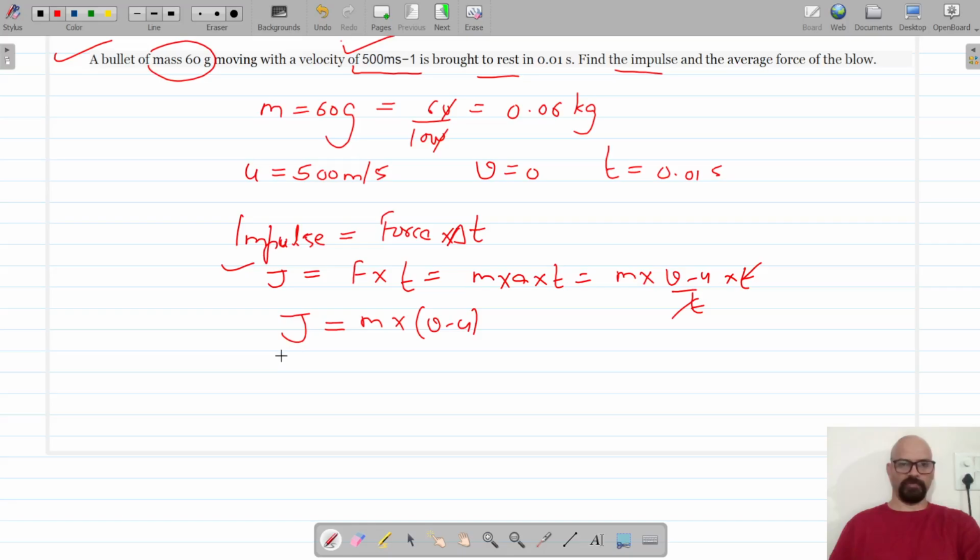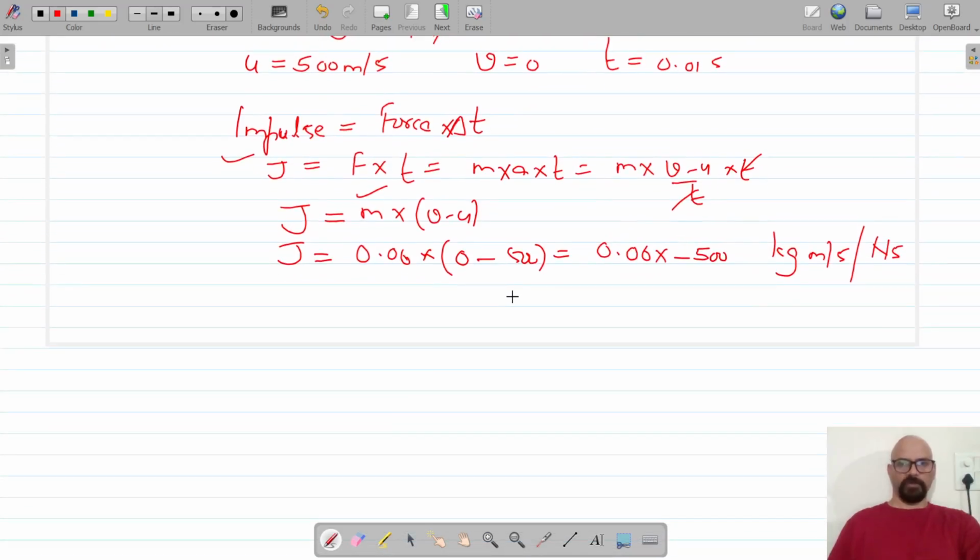Let's put in the corresponding values. Mass is 0.06, final velocity is 0, negative, and it's 500. So this is 0.06 into minus 500, and the units are kg meter per second. We can also write it as Newton second, because the Newton is kg meter per second square. So we are left with Newton second. So these are the SI units of the impulse.